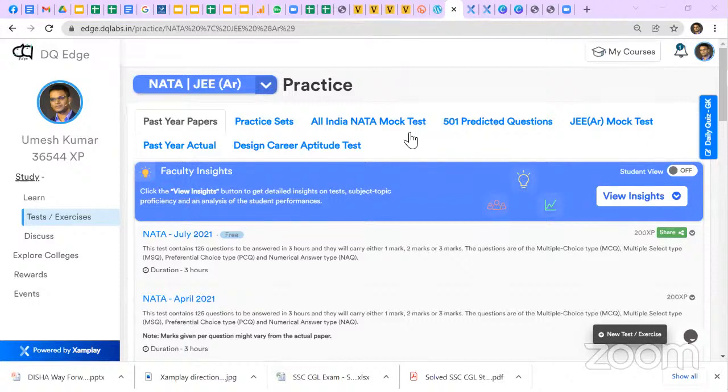Now, if you wait for your boards and then say, let me finish my boards first and then prepare for Nata, you're going to have very little time for that preparation. So the ideal thing is to let your preparation go on parallelly. Don't stop your preparation. Maximize what you can do now and maximize your efforts for the first attempt.